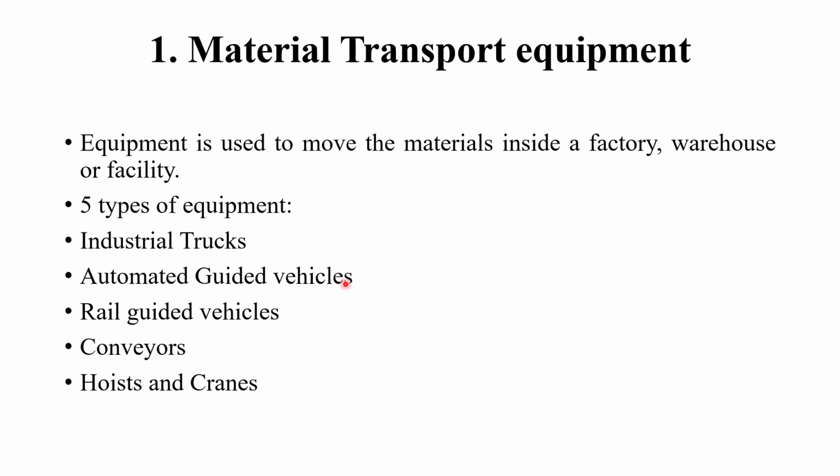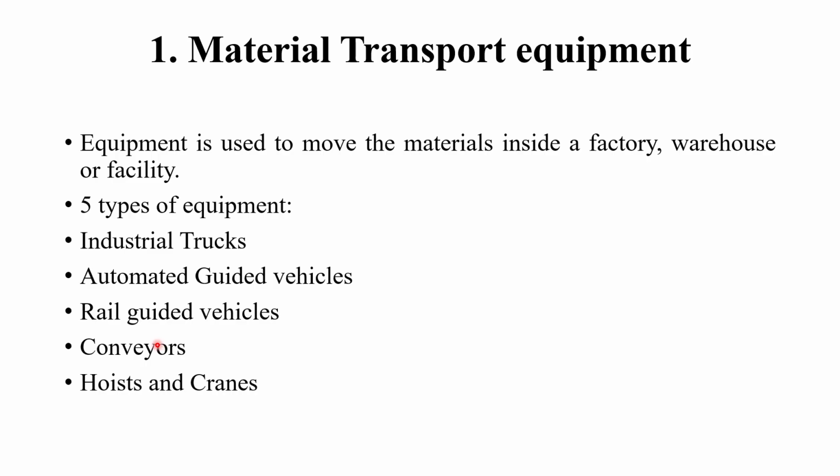Okay, where there is no human intervention, it may be in the form of rail guided vehicles. There also there is no human intervention. Or it may be in the form of conveyors, which can be driven on their own, or it can be in the form of a hoist and crane. Okay.